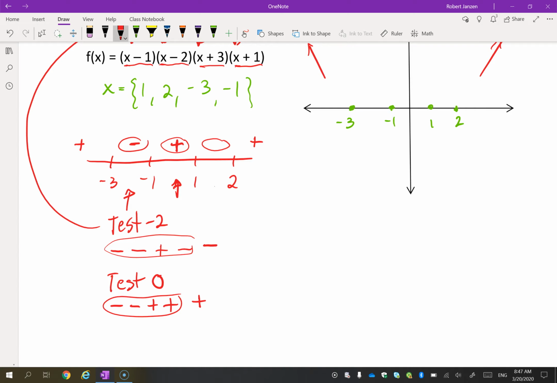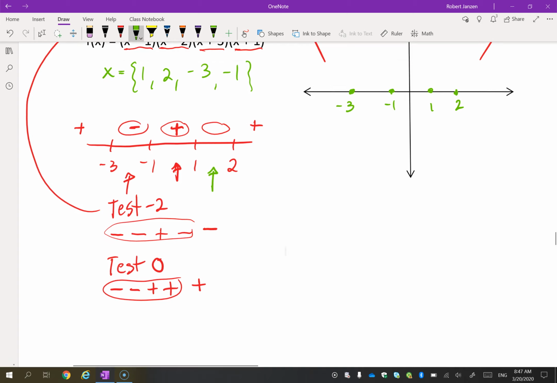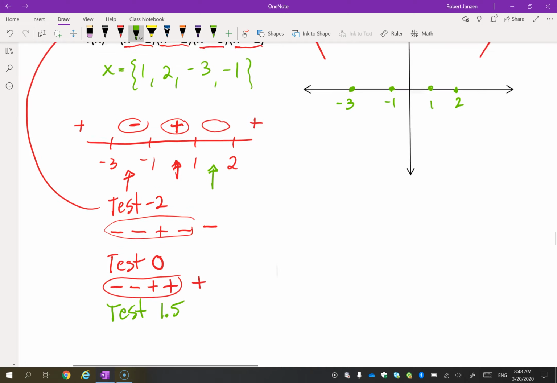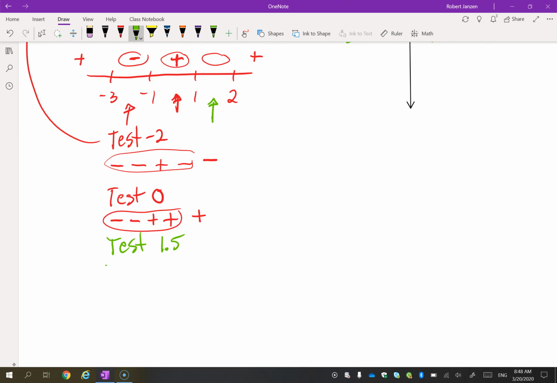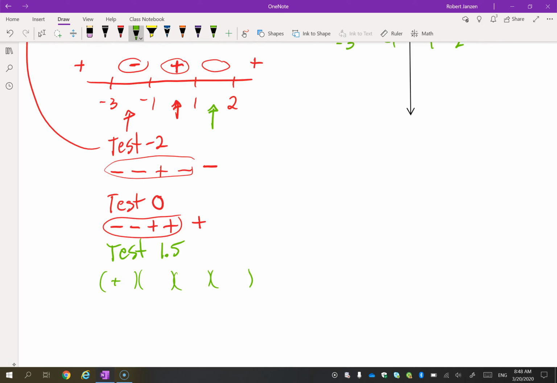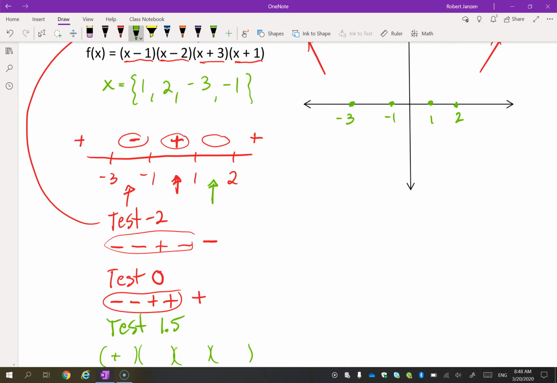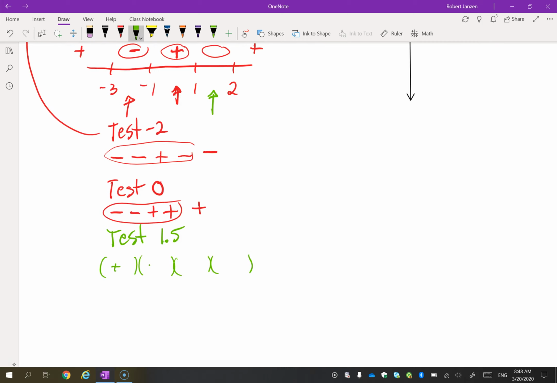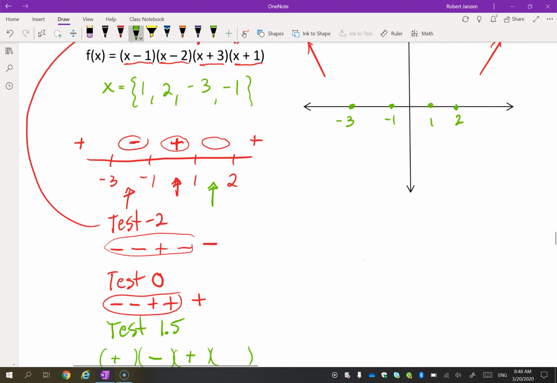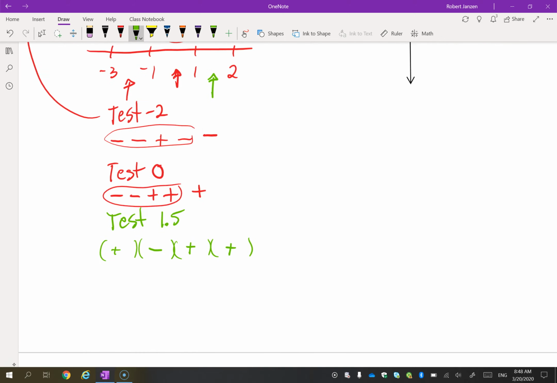Okay, let's go into the last interval here. What's between 1 and 2? A little bit harder. Let's test 1.5. Again, putting it into each of those brackets, I'll emphasize it here. There are 4 brackets. If I put 1.5 into the first one, 1.5 minus 1, that will be a positive value. If I put 1.5 into the next bracket, 1.5 minus 2, that's going to be a negative value. 1.5 plus 3 will be positive, and 1.5 plus 1 will be positive. Multiplying this, you end up negative.